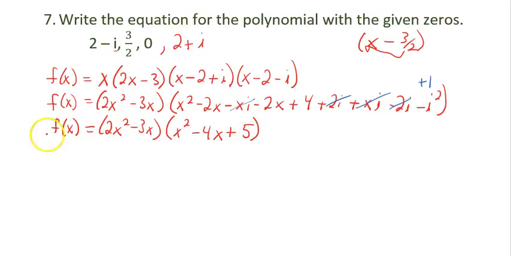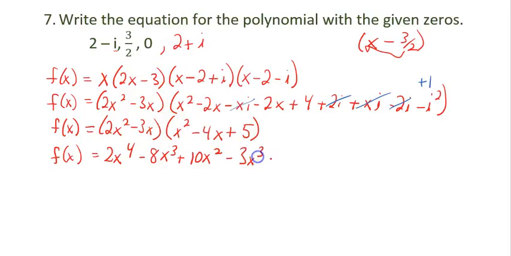And then I can triple distribute again. So I would get 2x to the 4th minus 8x to the 3rd plus 10x squared. That was multiplying the 2x by everything. Then I do the negative 3x by everything and get negative 3x to the 3rd plus 12x squared minus 15x.